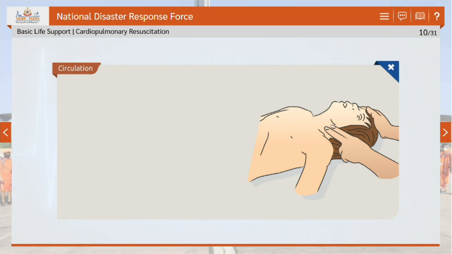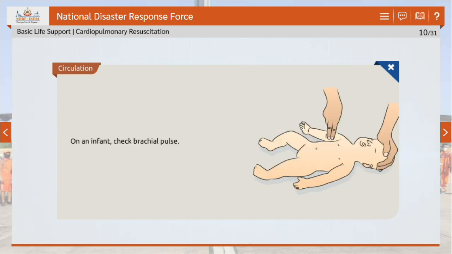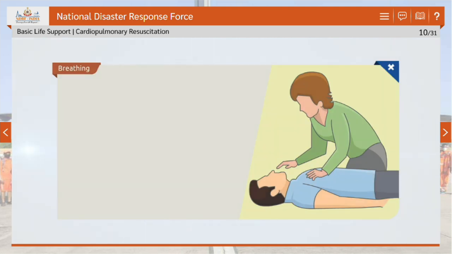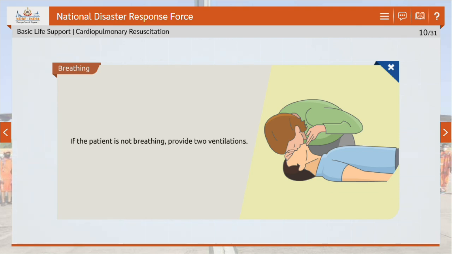Check pulselessness. On an adult and child, check the carotid for 5 to 10 seconds. On an infant, check brachial pulse. If you detect no pulse, begin CPR immediately. Use the look, listen and feel method to assess respirations. If the patient is not breathing, provide 2 ventilations. Use small puffs on infants.